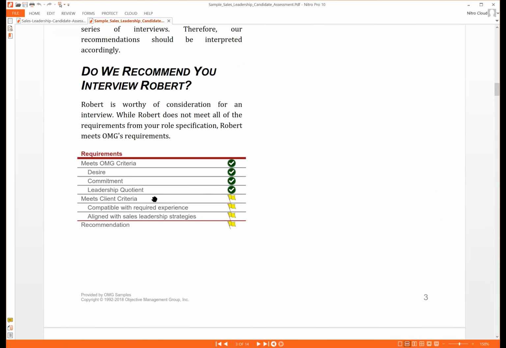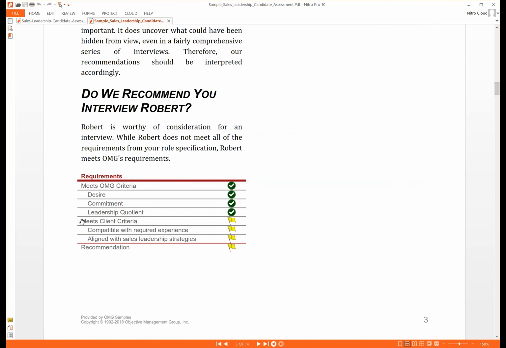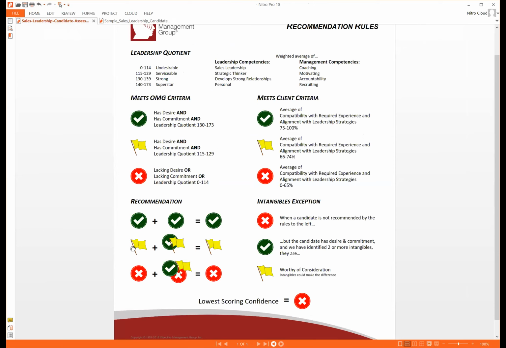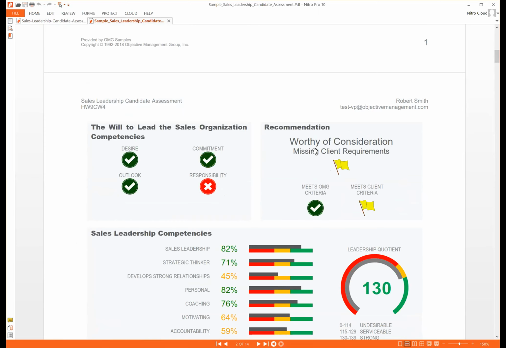In the client criteria, you'll see they ended up with flags on both the compatibility and the alignment. If we scroll up and look, their compatibility is a 73, so it didn't quite get to that 75%, and their alignment with the strategies is a 71. Again, didn't quite get to 75%. So they end up marginal on their client criteria, and overall the recommendation ends up a flag, worthy of consideration, because a check plus a flag will result in a flag. So this individual is worthy of consideration because they're missing the client requirements.